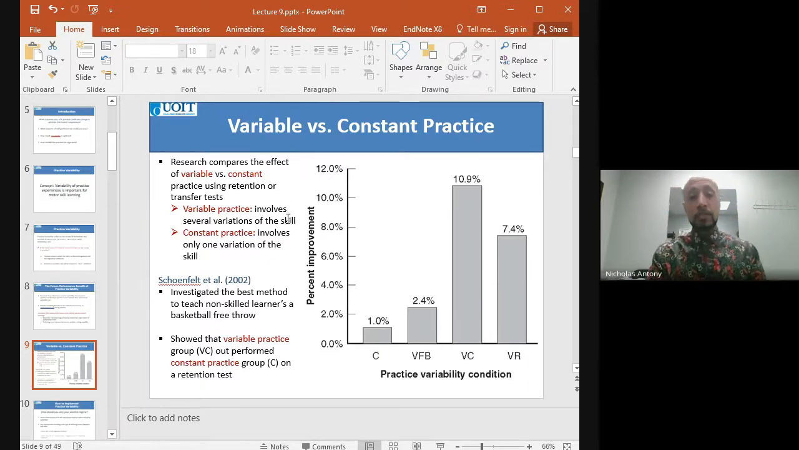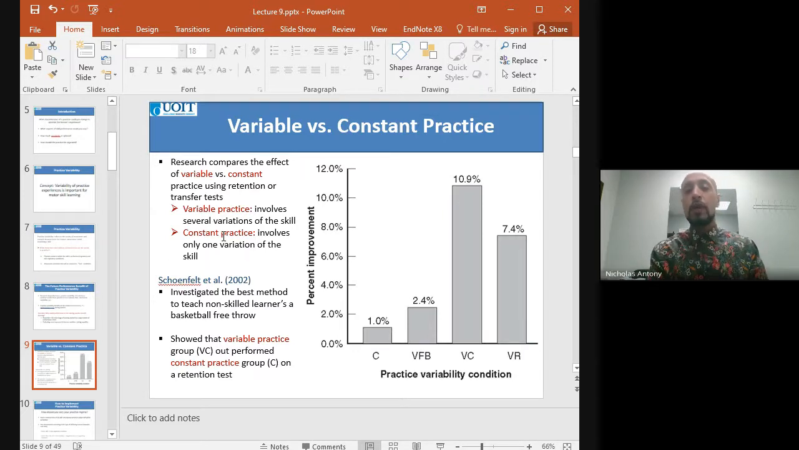This was a study investigating whether or not that was true. In this case, what they were trying to do was teach non-skilled learners, so people that had never played basketball before, how to shoot a free throw. And so a free throw is a closed skill. It's always the same, right? So you would think that by just having them shoot free throws, that would lead to the best learning. But in practice, what they did was they compared variable and constant practice.